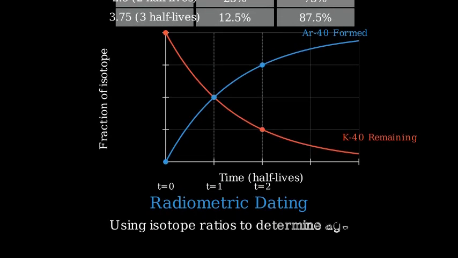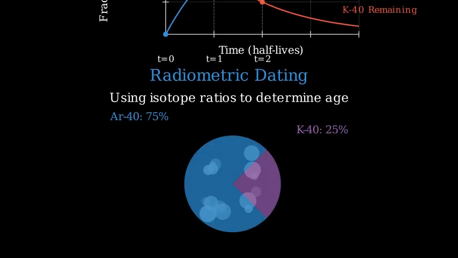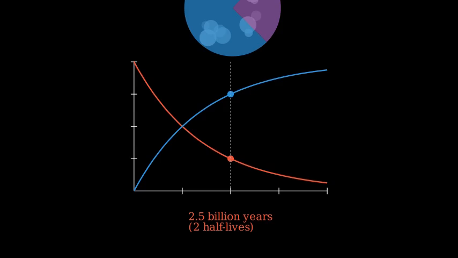Radiometric dating is a technique used to determine the age of rocks, fossils, and other materials by measuring the amount of parent and daughter isotopes. Let's say we have a rock sample, and we measure that it contains 25% potassium 40 and 75% argon 40. By looking at our decay curve, we can see that this ratio occurs after 2 half-lives. Since the half-life of potassium 40 is 1.25 billion years, we can conclude that the rock is approximately 2.5 billion years old. Let's quickly look at the mathematical formula for radioactive decay.